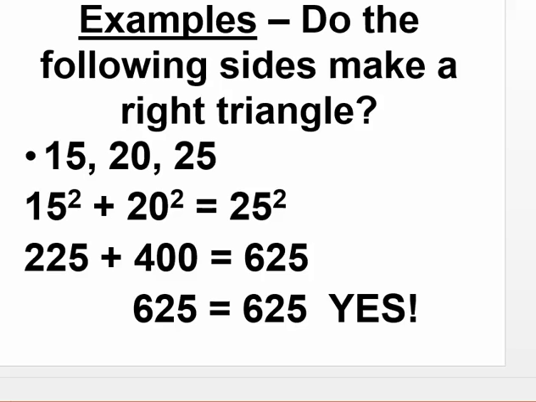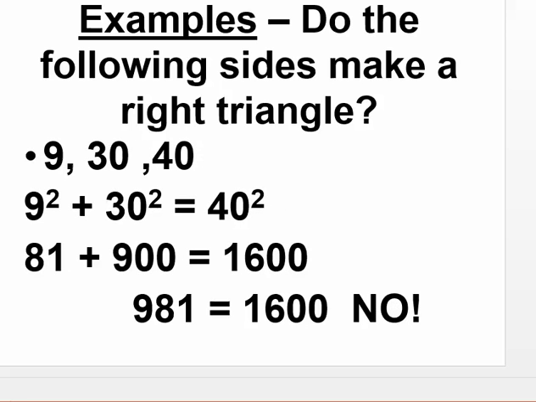15 squared is equal to 225. 20 squared is equal to 400. 25 squared is equal to 625. Adding the 225 and 400, you get 625. That is equal to 625. So therefore, that is a right triangle.